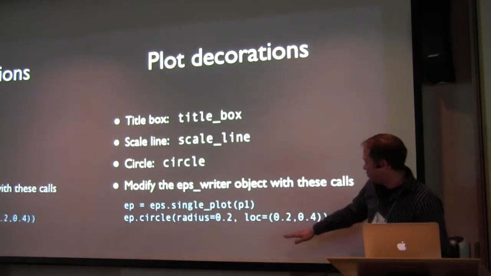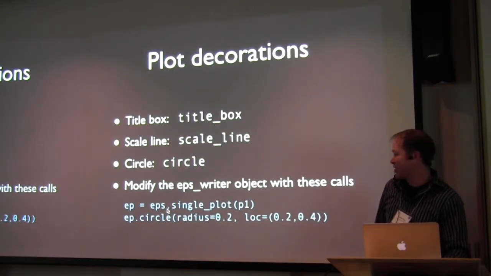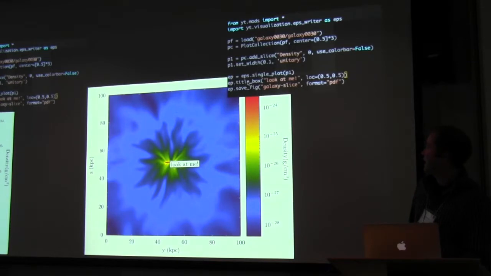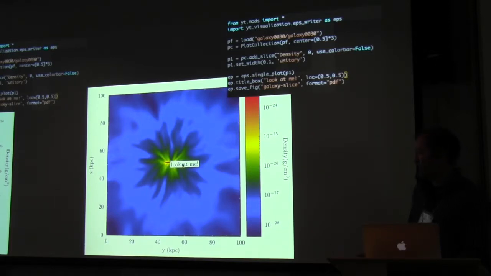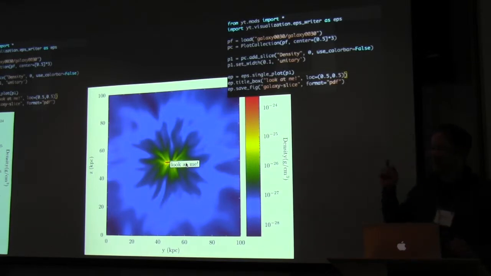All you need to do, once you get this object back from the EPS Writer, is modify it by calling circle or scale line with some radius and wherever you want this circle to be. I did the same thing with this title box. There are a lot more options that you can feed these as well. You can modify how big the text is, what color it is, what the background is, and so on, and where it is. So I just put this in the center and say, look at me. It's pretty straightforward. And yes?